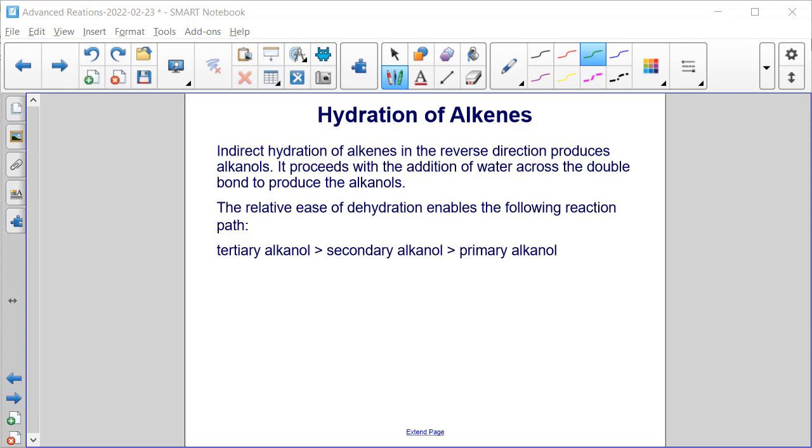The relative ease of dehydration enables the following reaction path. So tertiary alcohols are easier to dehydrate than secondary, which are easier to dehydrate than primary alkanols.